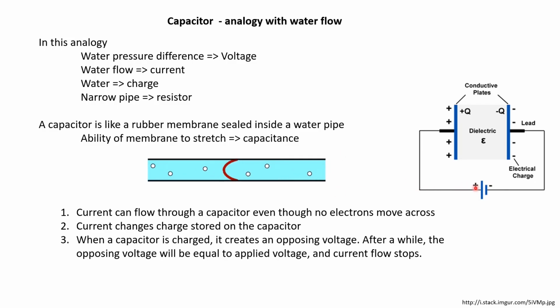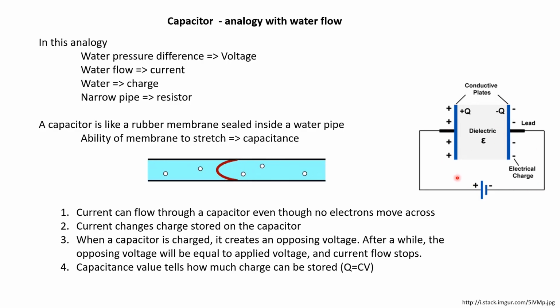Similarly here, as charge is getting accumulated on the capacitor, it also generates an opposing voltage, and that opposing voltage reduces the amount of current that is flowing over time, and at some point this opposing voltage becomes equal to the original voltage, and at that point the current flow stops. So that is the point when you have maximum charge stored on the capacitor, and the amount of charge that is stored at that point depends on the capacitance of the capacitor.